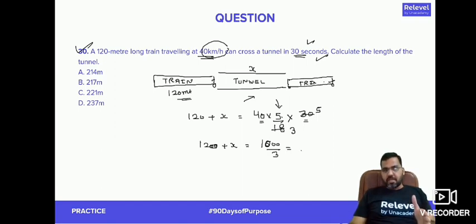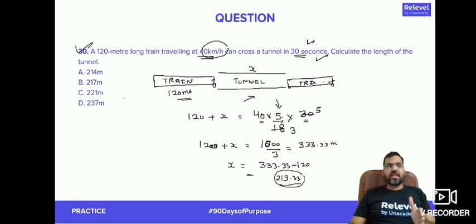The total distance traveled, as you can see, is 333.33. So therefore, the length of the tunnel would be 333.33 minus 120, and this will be 213.3. So this is the approximate length of the tunnel, which is close to 214. So A option would be the correct answer.